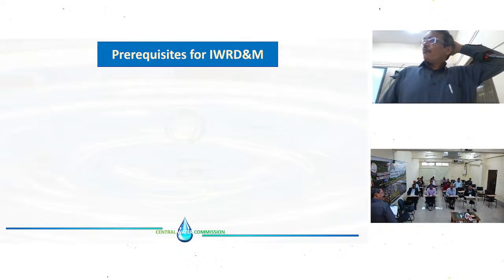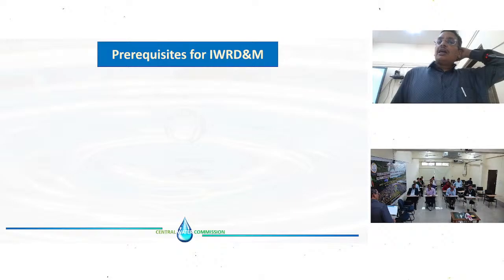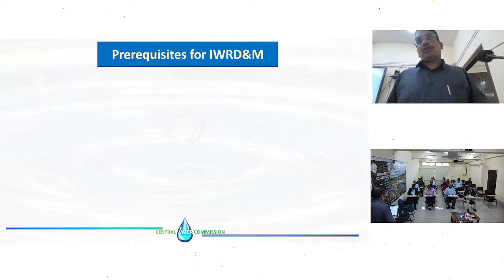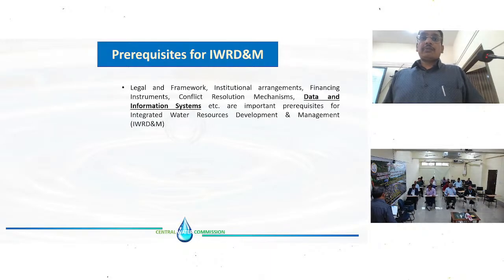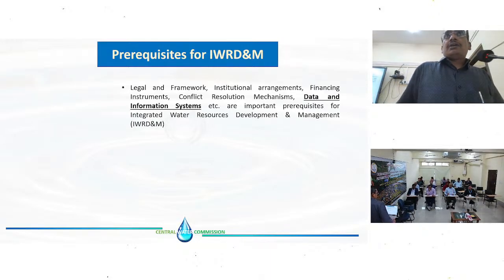Why we are talking of this topic is, you must have heard about IWRM. In the Indian context, we term it as IWRDM because we still have to develop our water resources, apart from the management aspect, which is also becoming very important. When we say IWRDM or IWRM, there are certain prerequisites. Something should be in place, like a legal framework, a river basin organization, institutional arrangements, financing instruments, and some mechanism to resolve conflicts.